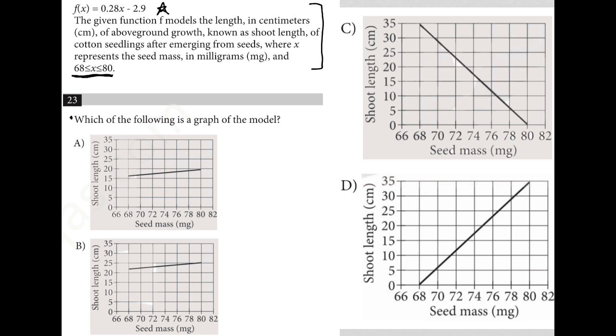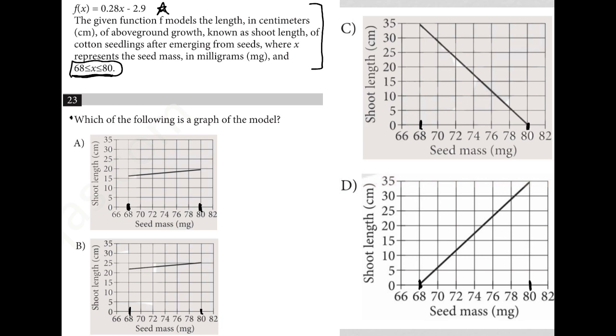Well, we have to take what we've been given. So what do we know about x? We know x is somewhere between 68 and 80. So choice A looks like 68 to 80. That looks good. Choice B, same. So that looks good. Choice D, also 68 to 80. And so we can't find our answer based upon the x values. So let's use the y value.